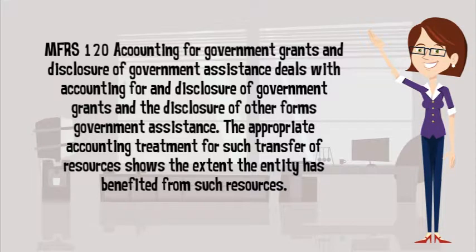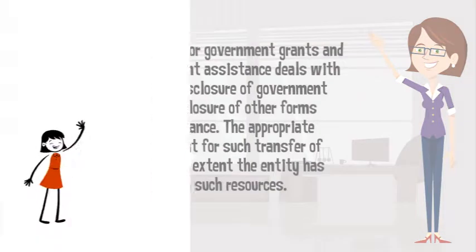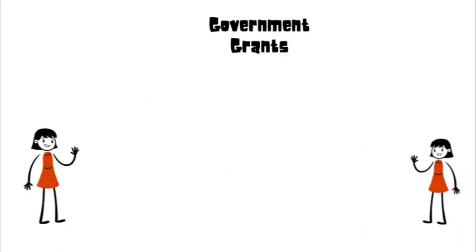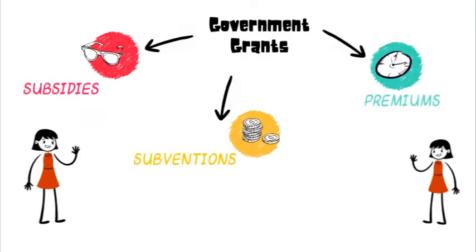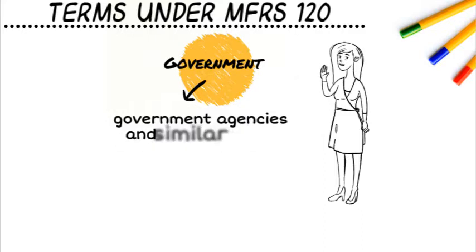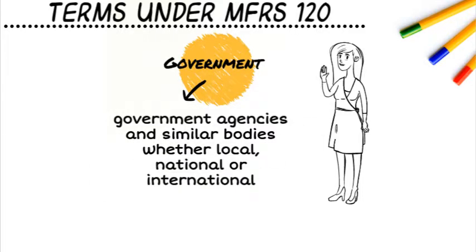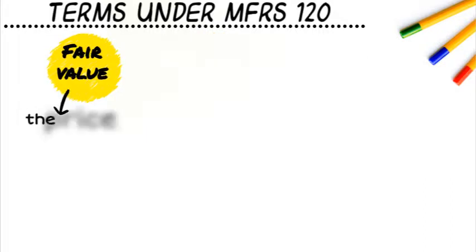The appropriate accounting treatment for such transfer of resources shows the extent the entity has benefited from such. Government grants are sometimes called by other names such as subsidies, subventions or premiums. After this, let us go through the terms under MFRS 120. Government refers to government agencies and similar bodies, whether local, national or international.